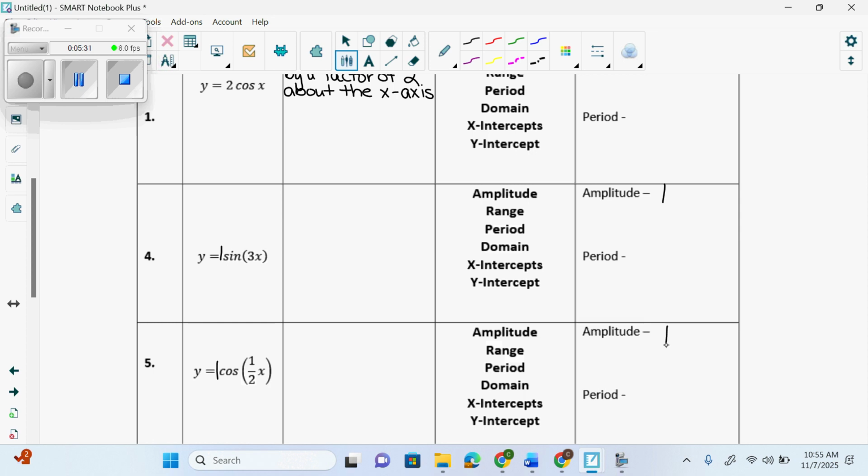Horizontal stretch. The X. Yes, the X totally stretches it, because it's an X value that's stretching. So it's a horizontal stretch.